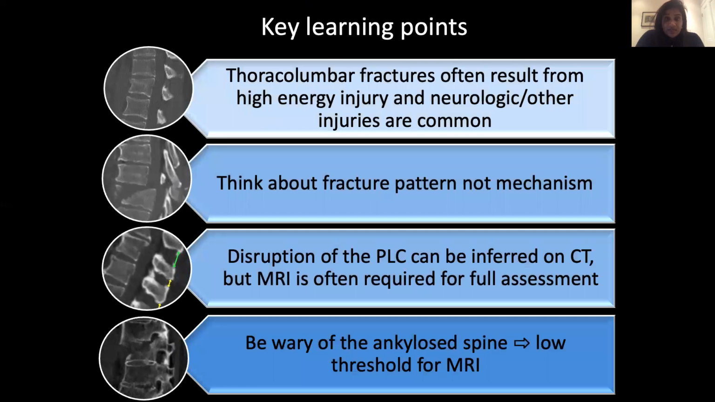So to take away the key learning points from this, remember that thoracolumbar fractures often result from high energy injury, and neurologic and other injuries are common. Think about fracture pattern, not mechanism, when you're writing your reports. And remember that disruption of the PLC can actually be inferred from CT, but MRI is often required for full assessment. And remember to be wary of the ankylosed spine, have a low threshold for MRI.